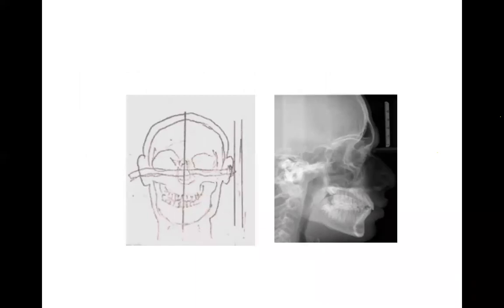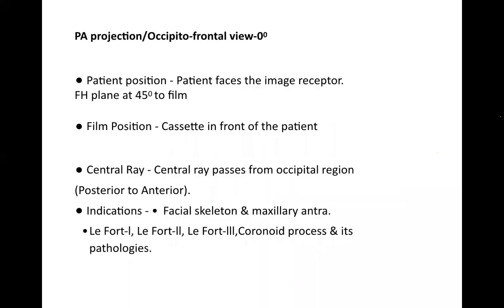So this is our lateral cephalogram, which is commonly used for orthodontic evaluations and other diseases. Next is occipitofrontal view, that is also called PA projection. Now look at this, occipitofrontal. So the ray is coming from occiput and going to front. So it is PA projection, posterior-anterior projection. Clear? Now, again, we are going to divide this into 4 categories: patient position, film position, central ray, and indications.